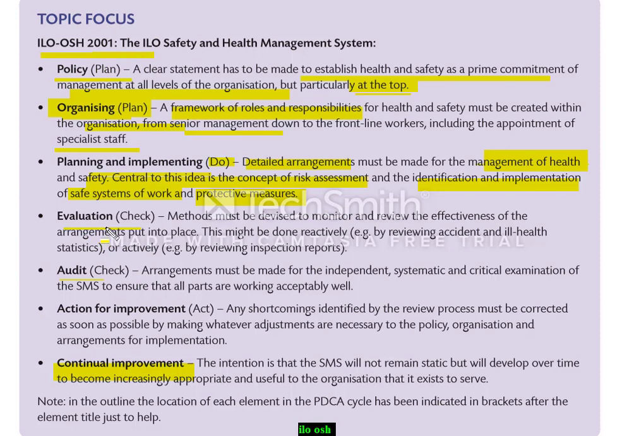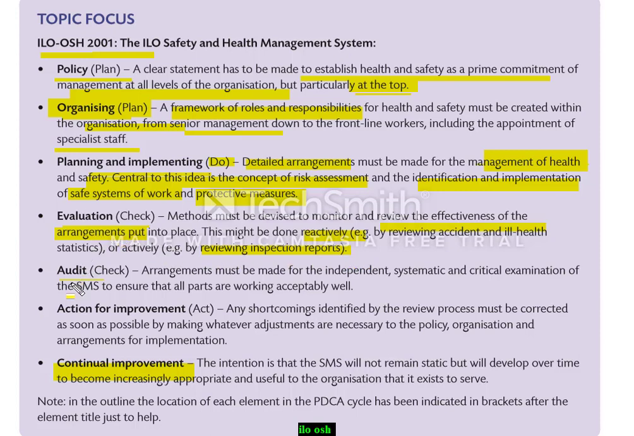And number 4 is evaluation. We check whether the planning, policy and implementation are right or wrong. So evaluation is the most critical part. In that phase, methods must be devised to monitor and review the effectiveness of the arrangements, to see whether these arrangements are going in the right direction or whether we have to change something. This is done reactively or proactively. Reactively, for example, by reviewing after 1 month or 2 months. That is very important. Sometimes inspection reports are reviewed by the company or the HSE officer after 1 month or 2 months.